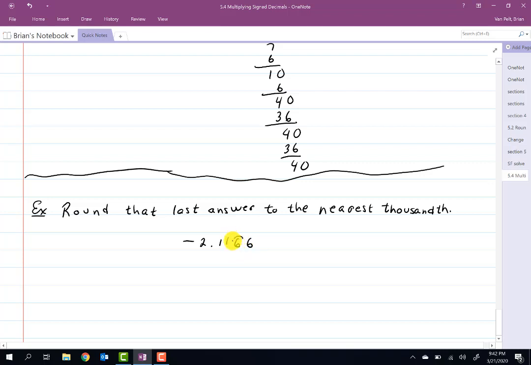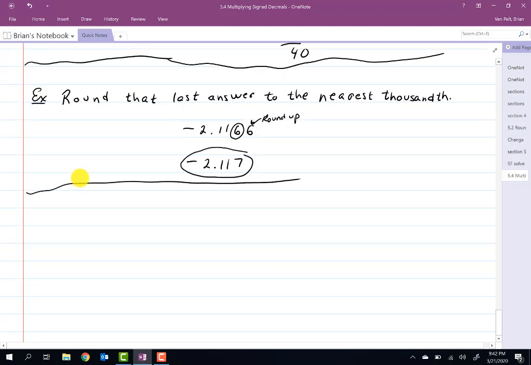So let me circle. This is our digit. That's the thousandths spot. Then this 6 is more than 5, so round up. And we end up with negative 2.117. When you're doing your rounding, ignore the negative sign. It has no bearing on the rounding.